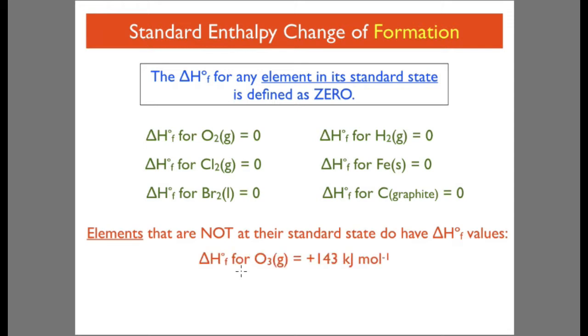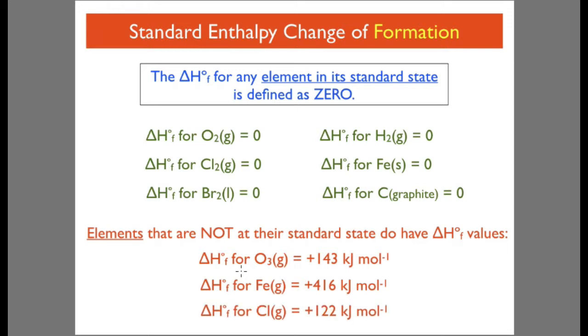For instance, ozone, because it's not oxygen gas, has a standard enthalpy change of formation of plus 143 kilojoules per mole. And iron, in its gaseous form, would have a standard enthalpy change of formation of 416 kilojoules per mole. Chlorine gas, 122.